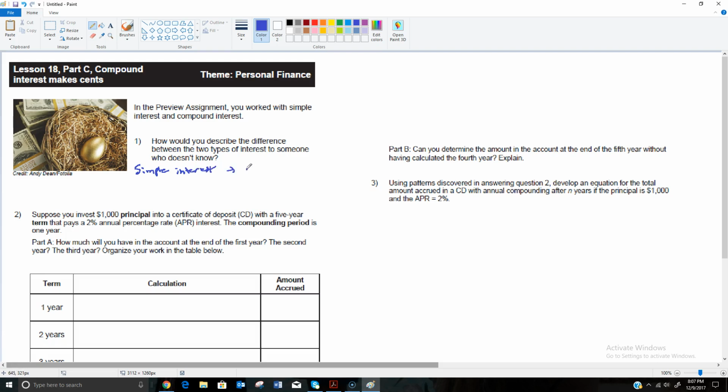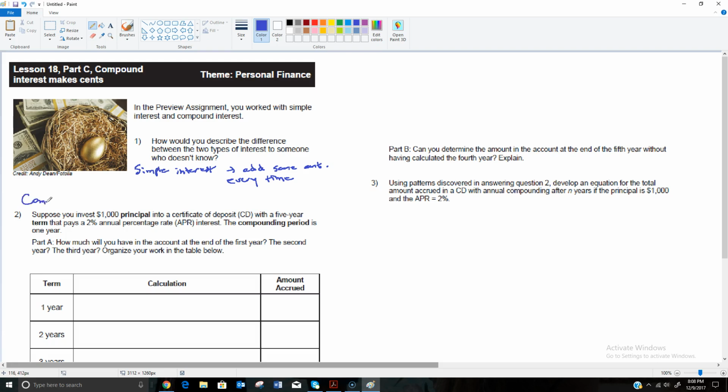you just add the same amount each time, or take off depending on the situation, but usually add. So you add the same amount every time, or you add the interest on the original amount. So like if you put in $100 and you had 10% interest, then every single time it compounded, you would add $10. So you'd add 10% of 100, $10, every time.